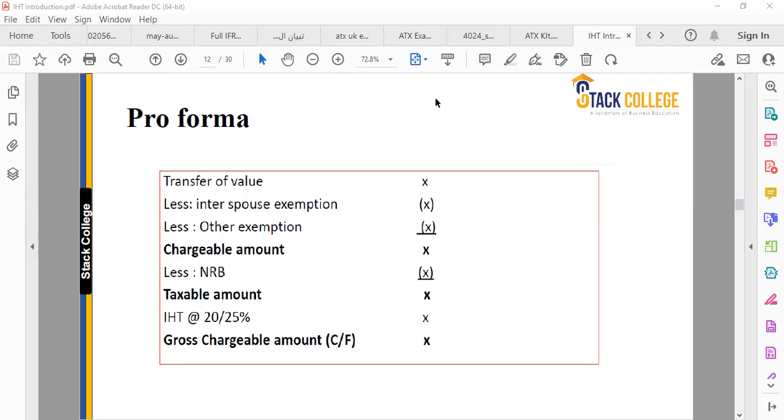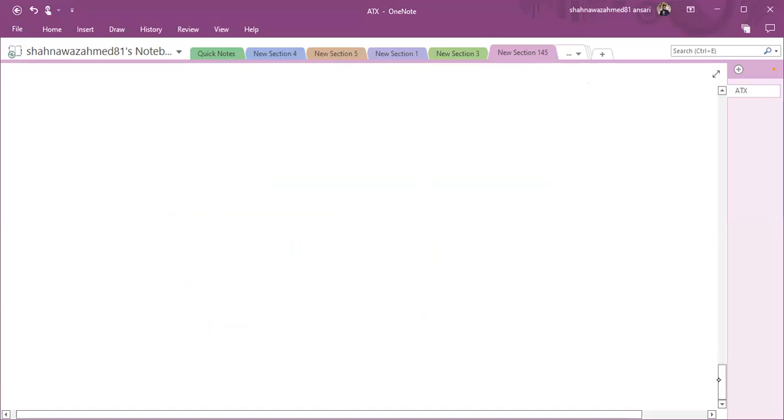Why are there two rates given, 20 and 25? Any idea? Why are there two rates? I just told you that in case of a lifetime transfer, either the donor has to pay tax or the donee. So that's why there are two rates. If the donee will pay tax, we'll use 20%. If the donor has to pay tax, we'll use 25%. So accordingly, this 20% has also been given in the tax sheet. So we'll apply 20 or 25% and then we will get the taxable value.